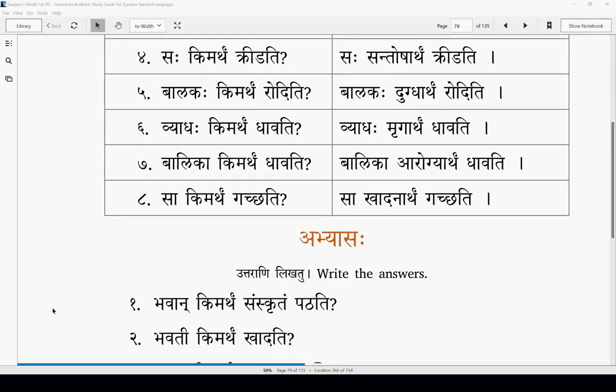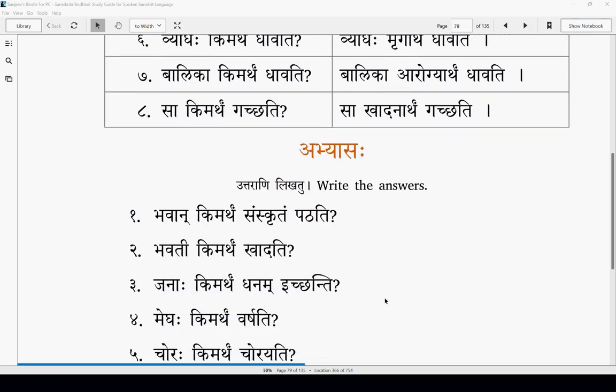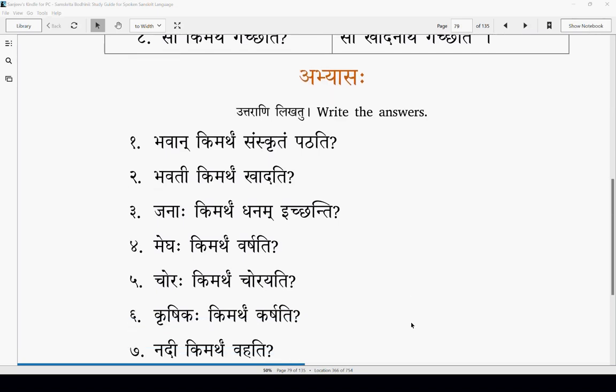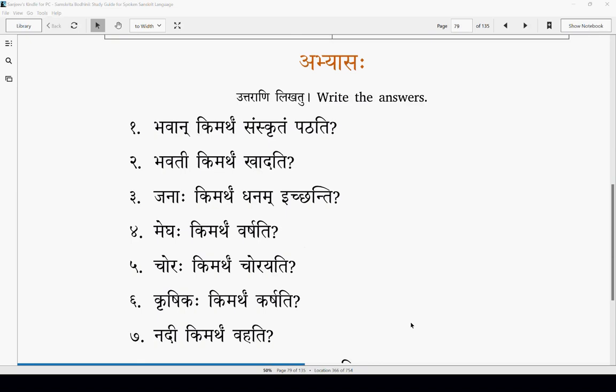Yeah, you can try now. Bhavan kimartham sanskritam patati, Raghumode? Aham sanskritam jnanartham patami.